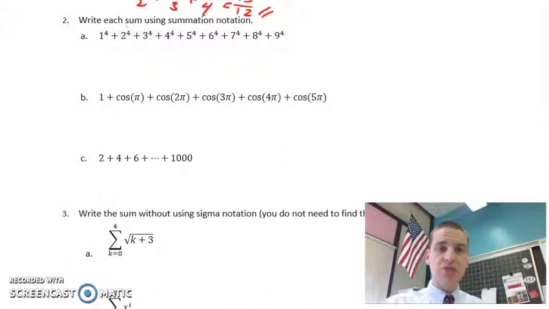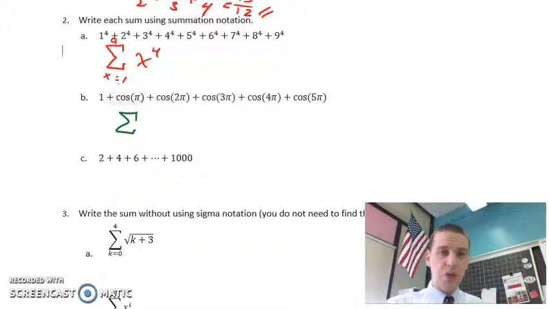The next part is actually writing the summation. We always have to write out the summation formula, or the summation, the Greek sigma. Notice here, 1, 2, 3, 4. What changes is the base, x. What does not change is that it's raised to the 4th power. It starts at 1 and goes until 9. Done. That's it.